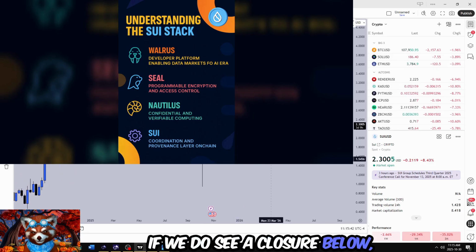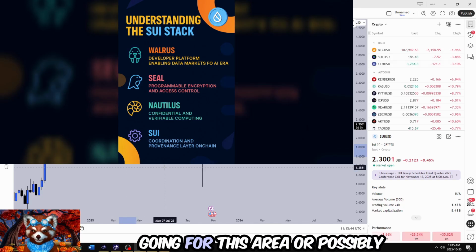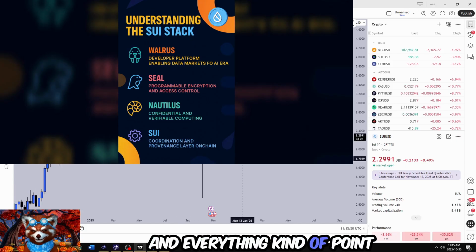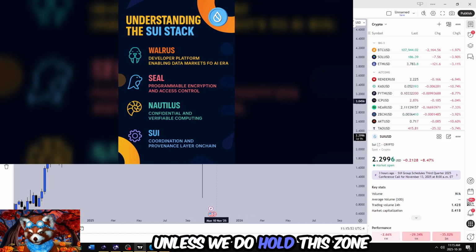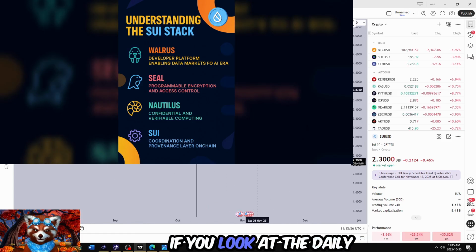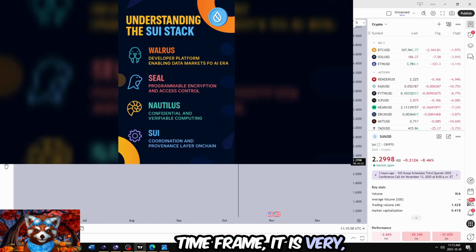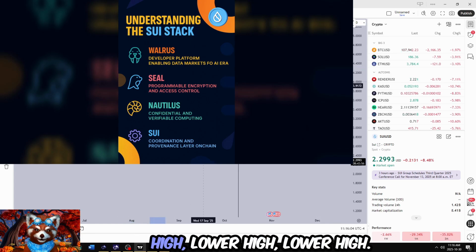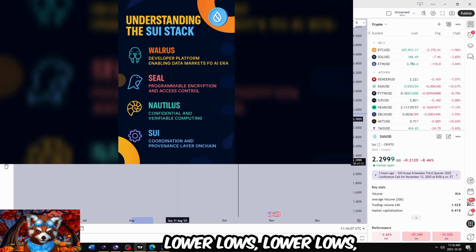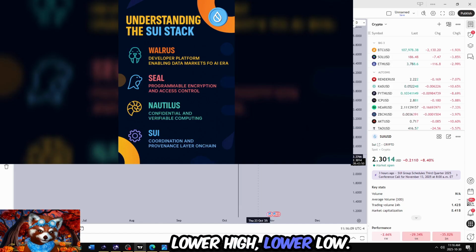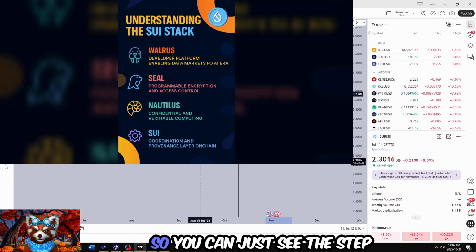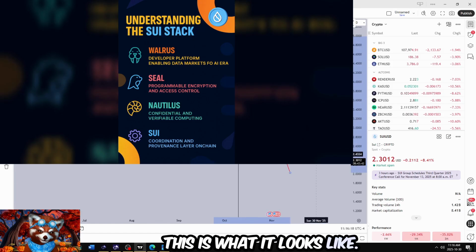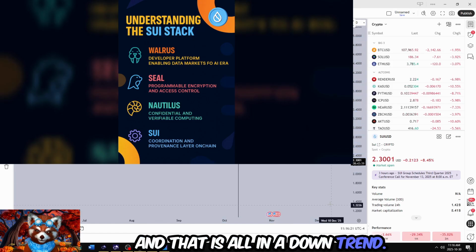If we do see a closure below, unfortunately, I could see us going for this area or possibly this area right over here, right? And everything kind of points into the direction unless we do hold this zone because we are in a downtrend. If you look at the daily time frame, it is very, very clear, right? We have a lower high, lower high, lower high, and then we just have lower lows, and then probably make a lower low, right? So you can just see the step ladder going to the downside. This is what it looks like, and that is all in a downtrend.